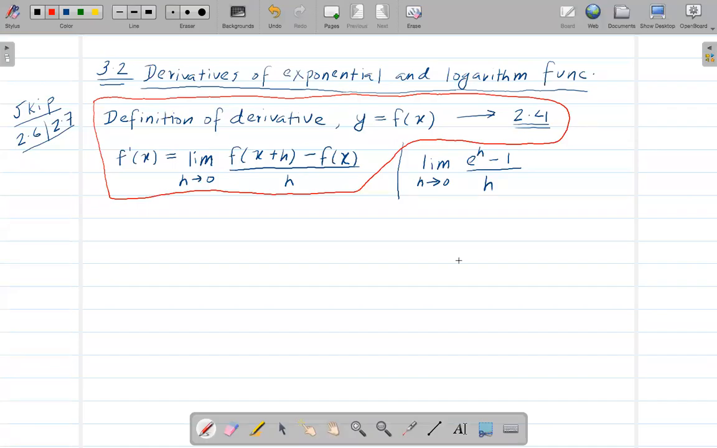Okay, so in this lecture, I'll be talking about the derivative of an exponential function and logarithmic function. This is section 3.2.